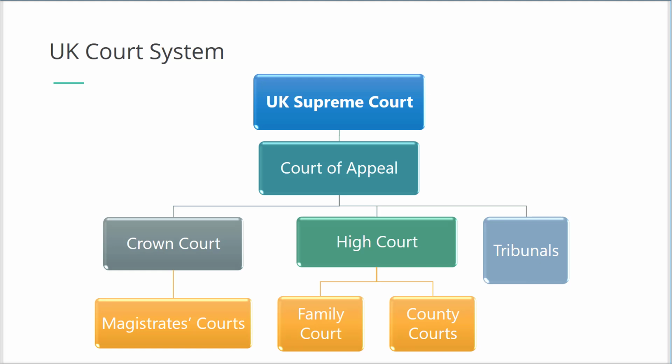Below the senior courts is the Crown Court. This court sits in various centres throughout England and Wales. It deals with criminal law cases. Below the Crown Court is the Magistrates Court, which is also found throughout the country. The Magistrates Court mainly hears criminal law cases.